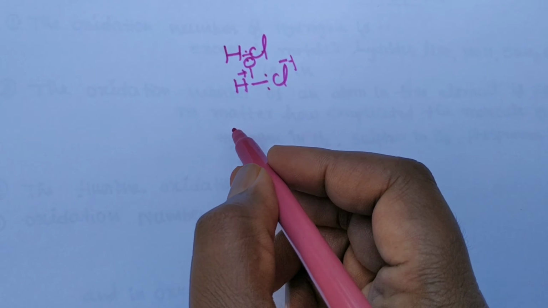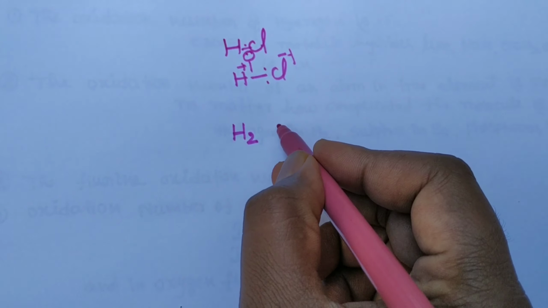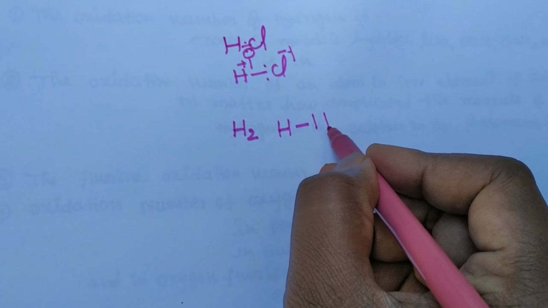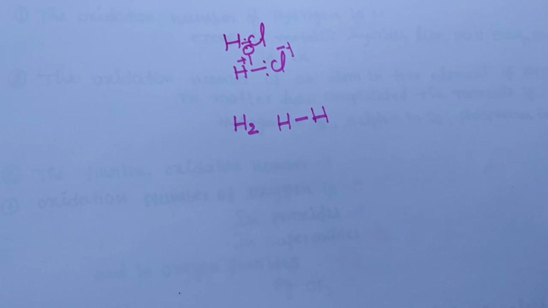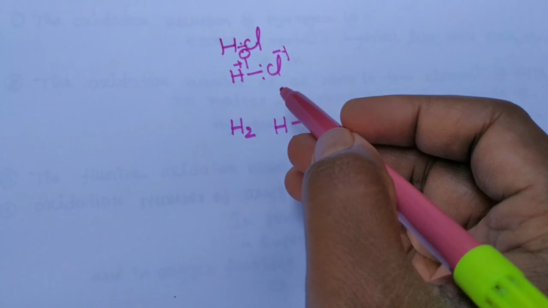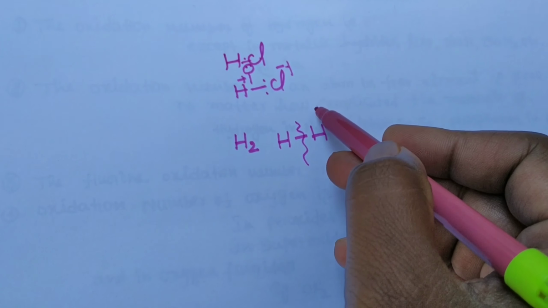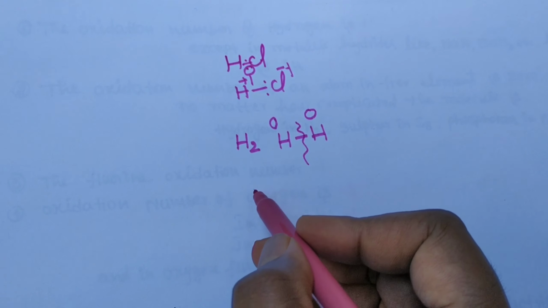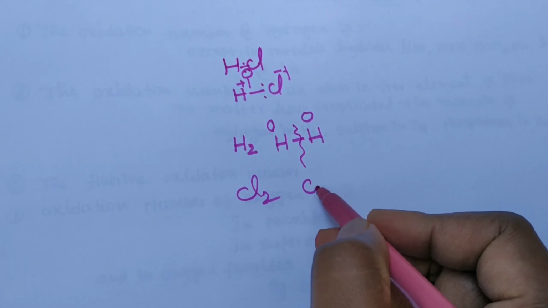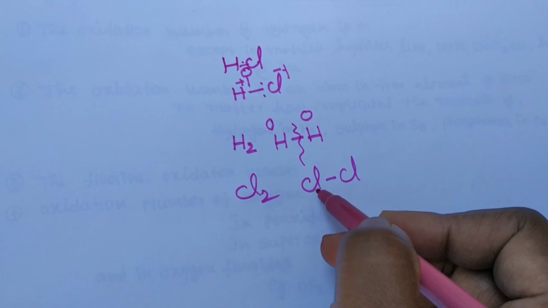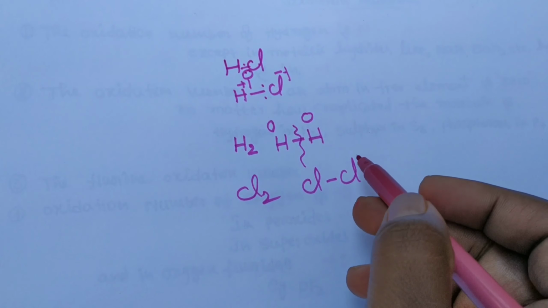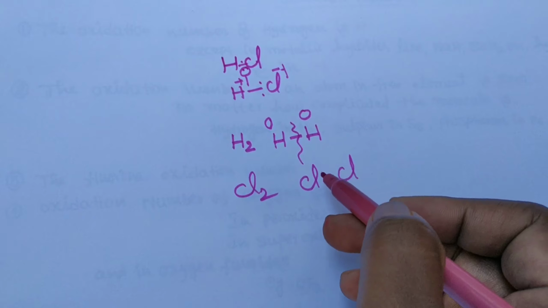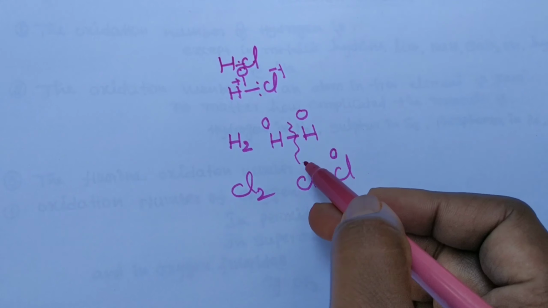One more case we discussed is H2. In H2, a single bond is present between two hydrogens, but there is no more electronegative atom. The two hydrogen atoms have the same electronegativity, right? So the oxidation number of hydrogen is 0 and 0. The same goes for Cl2: one bond is present between Cl and Cl, there is no electronegativity difference between these two atoms, so no electrons are assigned to either chlorine atom. That's why here also the oxidation numbers are 0 and 0.